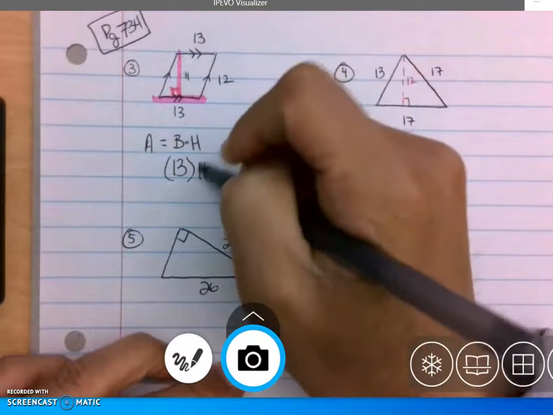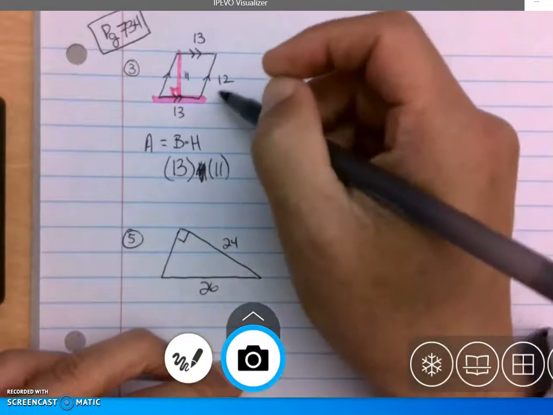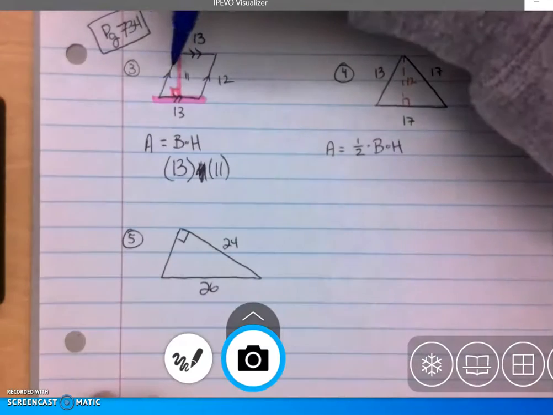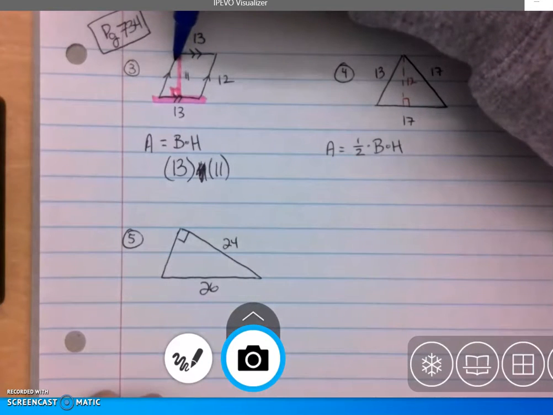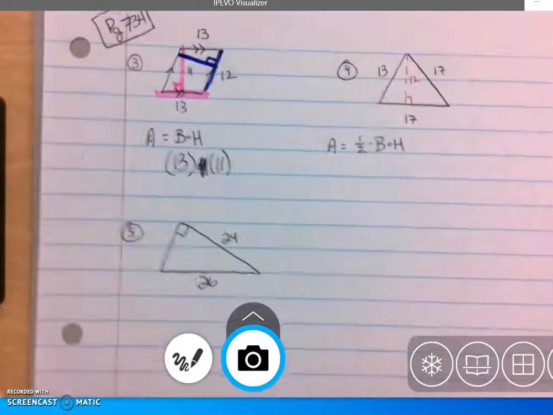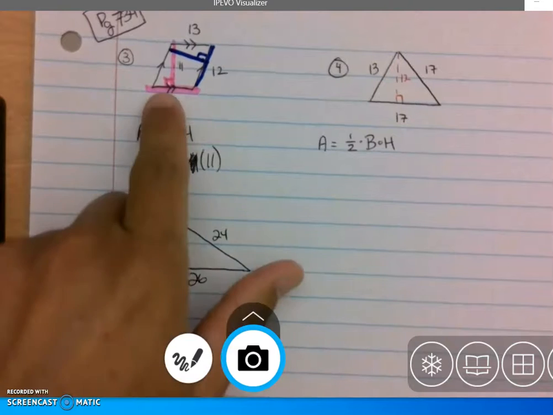Now, what about the 12? Oh, excuse me, 11 is the height. And then whatever that is in the calculator. The 12 here is not part of solving the area for this particular problem. You would have to see another line here that's 90 degrees with the 12, so I'm just going to draw that. Now, this 12 and this height could also figure out the area. But you always look for the 90 degree angle.